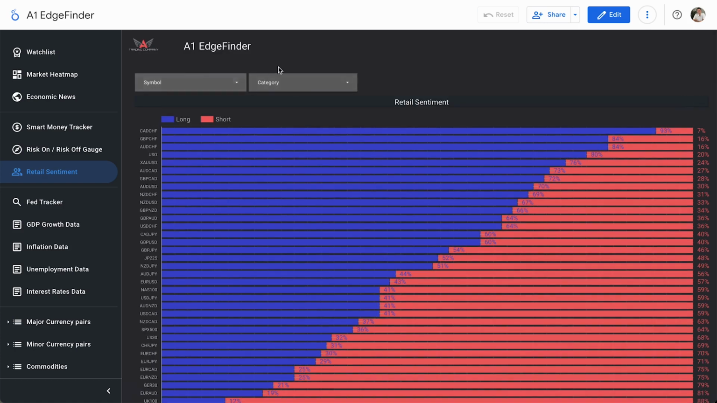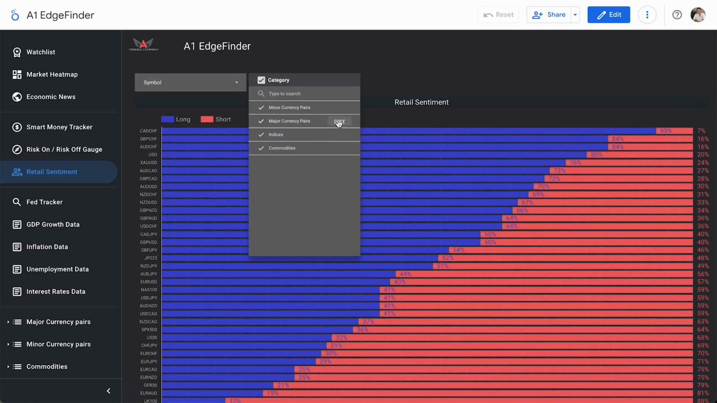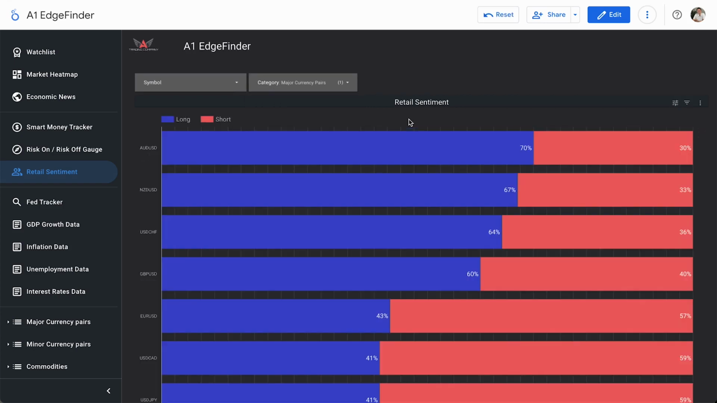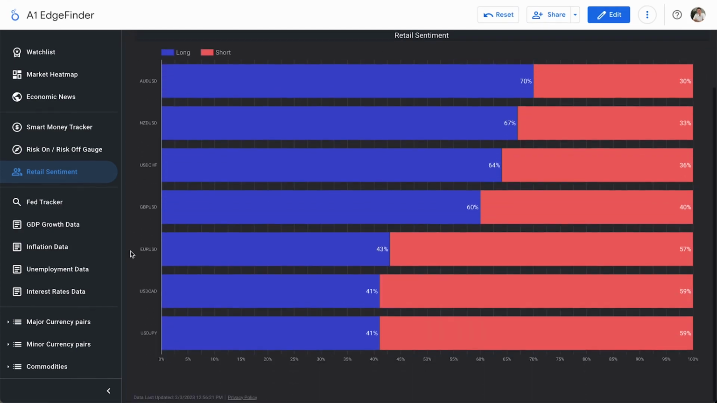Let's clean this up a little bit. I'm going to do major currency pairs only, just so that we can get a look at our US dollar pairs. So AUD USD is our most long US dollar pair, 70% long, 30% short, and USD JPY is our most shorted US pair, 59% short, 41% long. I should say major US pair.